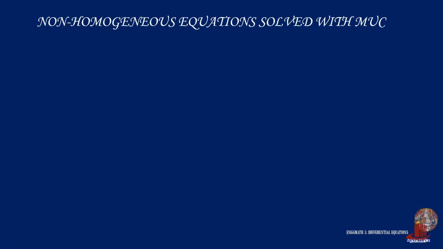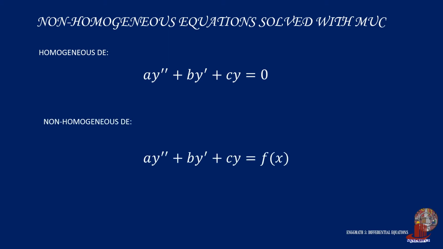How do we compare the structure of a non-homogeneous differential equation? As we discussed in the previous video, the structure of a homogeneous differential equation would have the derivatives equated with 0. A non-homogeneous differential equation, on the contrary, would have the derivatives equated to a function of x, or the independent variable.